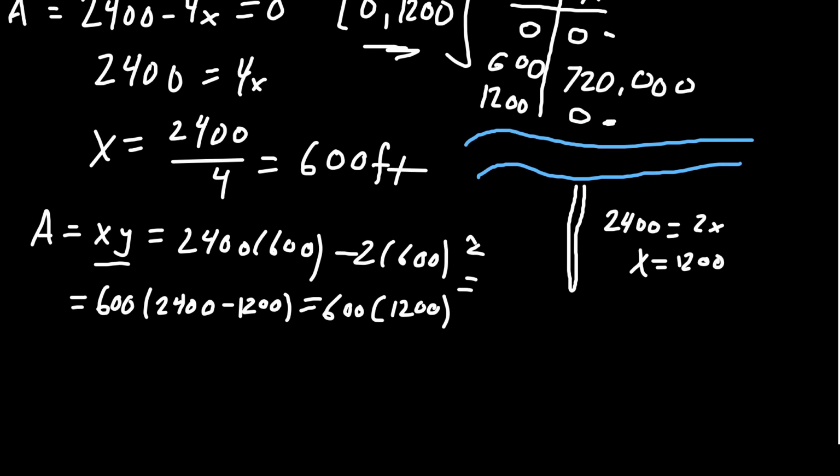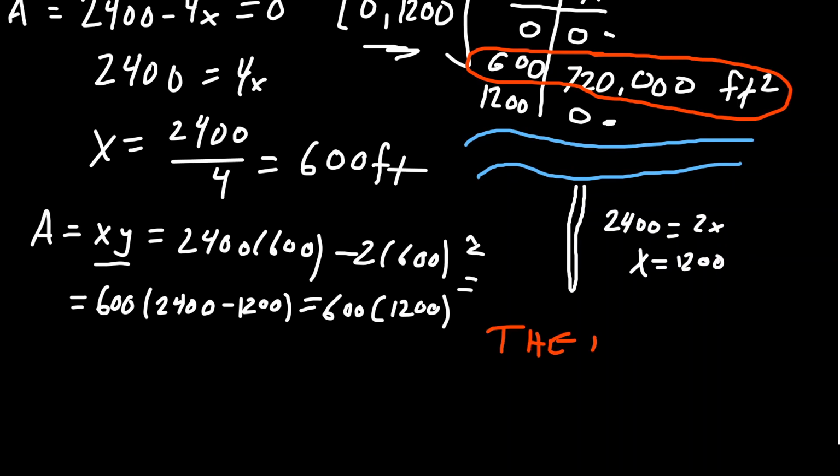You're going to end up with 720,000 square feet. I never mentioned this here, but we were looking for area, so these are all square feet. By the extreme value theorem we've seen before, there has to be an optimal solution in this closed interval, and it's going to be either at the boundary or a critical number. And so we see right here that the optimal solution is going to be right here. If we record what we find here, the maximum area is going to be 720,000 square feet.